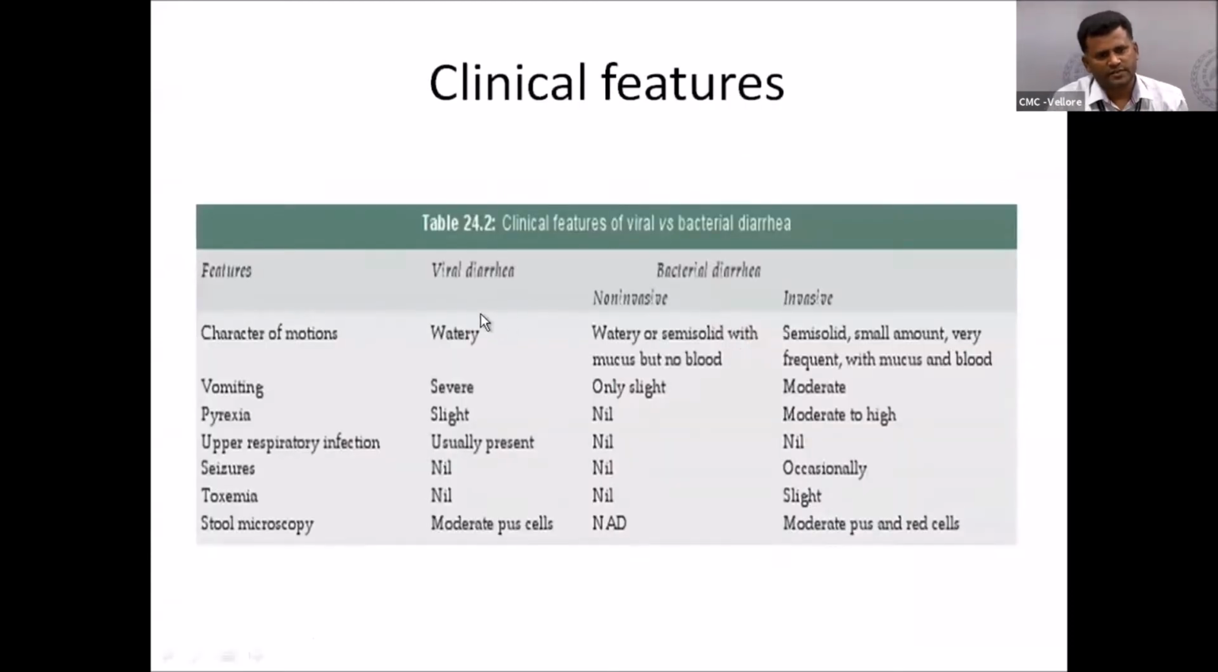Clinical features wise, what is the difference between viral diarrhea and bacterial diarrhea? Viral diarrheas are mostly more watery, and there will be severe vomiting also, and mild grade fevers can be there. In bacterial, if it's non-invasive, there is not much blood, but if it's invasive, then mucus and blood will be there. And in invasive diarrhea, there will be a moderate to high grade fever, and also toxemia can be there. And the stool can show moderate pus cells and red cells also.